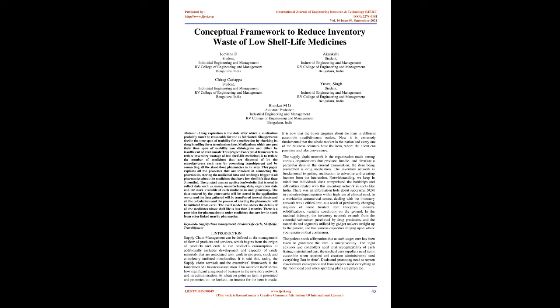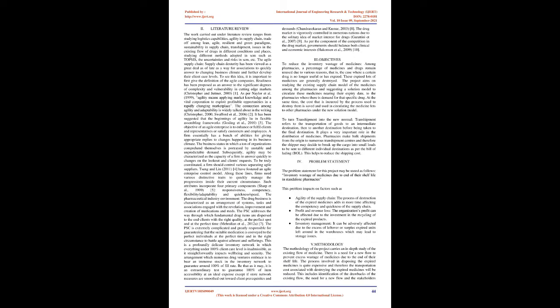Literature review. The work carried out under literature review ranges from studying logistics capabilities, agility in supply chain, trade-off among lean, agile, resilient, and green paradigms, sustainability in supply chain, transshipment, issues in the existing flow of drugs in different conditions and places, studying different methods adopted in SCM such as TOPSIS, the uncertainties and risks in SCM, etc. The agile supply chain dexterity has been viewed as a great deal as of late as a way for associations to quickly answer to changing business climate and further develop their client care levels.